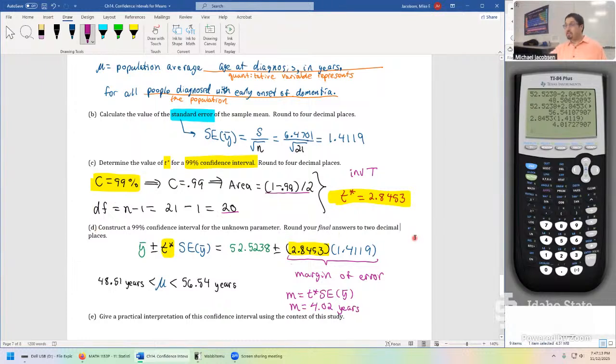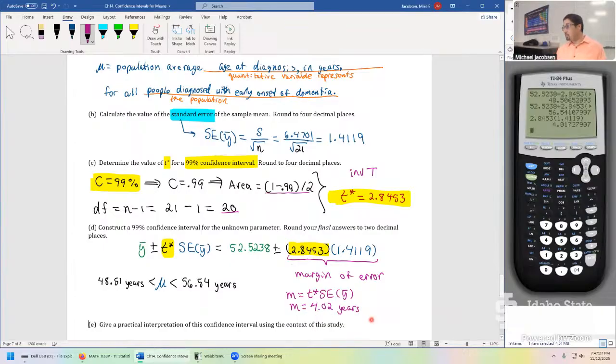So for something as critical as early onset of dementia, that's a pretty wide margin of error. But now we have a good idea of what's going on in this clinical population for having early onset dementia as a diagnosis. Any last questions at all, folks? Getting the interval down or the margin of error?